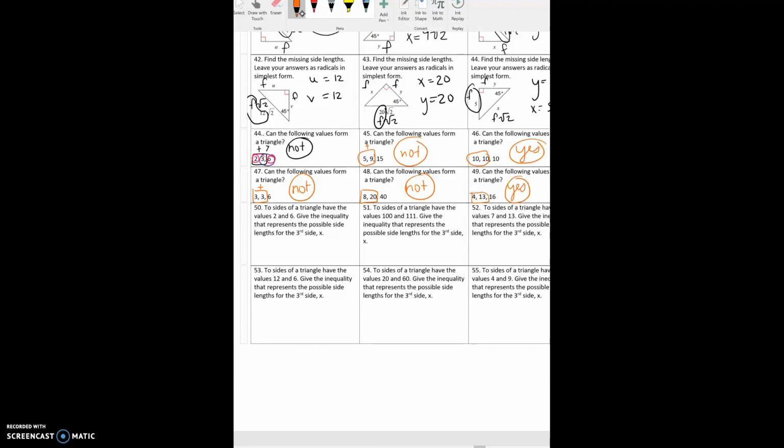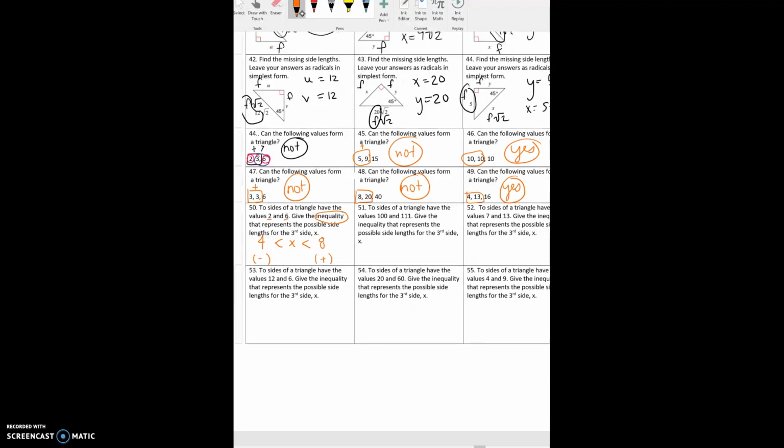Number 50, 2 sides of a triangle have the values 2 and 6. Give the inequality to represent the possible side lengths for the third side x. So we need the range or the inequality that our third side can be. So for the smallest number, we always subtract the 2 values given. So 6 minus 2 is 4. 4 must be less than x, which must be less than our 2 values added together. 6 plus 2 is 8. So our inequality range is 4 is less than x, which is less than 8.